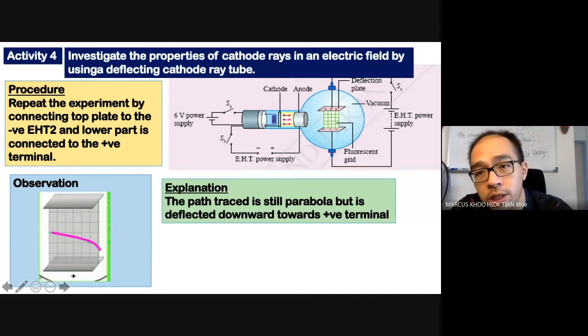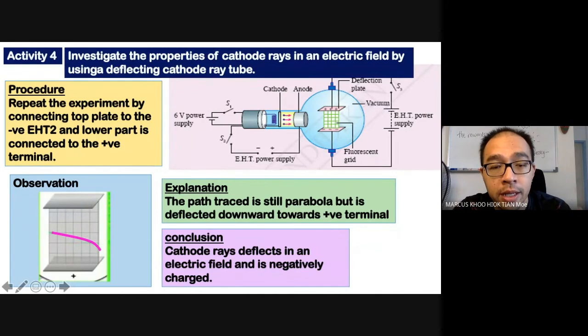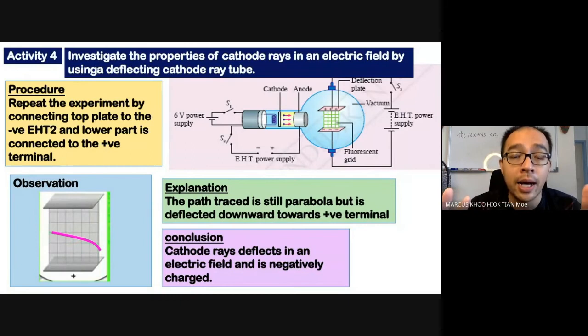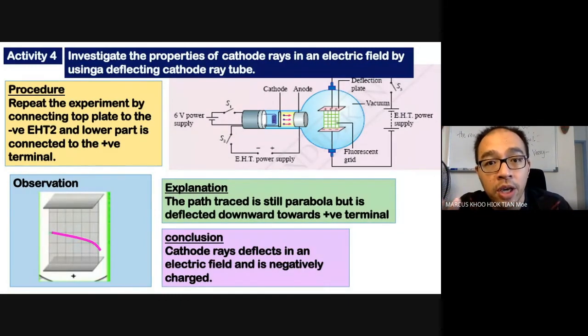And so the explanation is the path traced is still a parabola, it is still a curve, but it is deflected downwards towards the positive terminal. And we draw the same conclusion from it. The cathode rays deflect in an electric field and are negatively charged. So even if we change it, it will still show us the same characteristic, which is it will always be attracted to the positive plate.